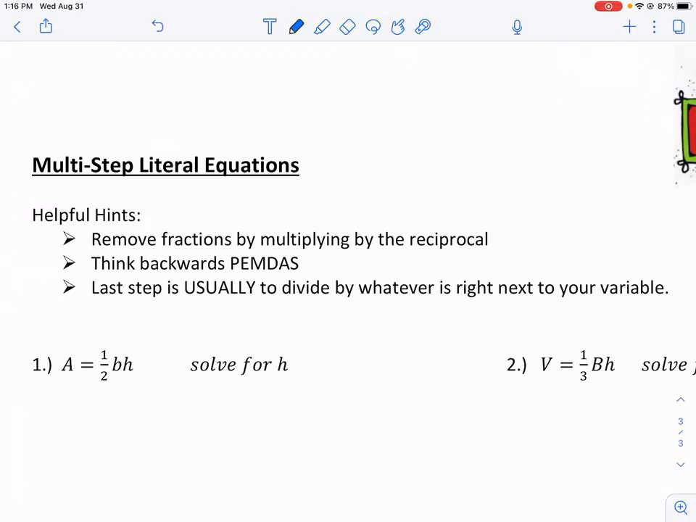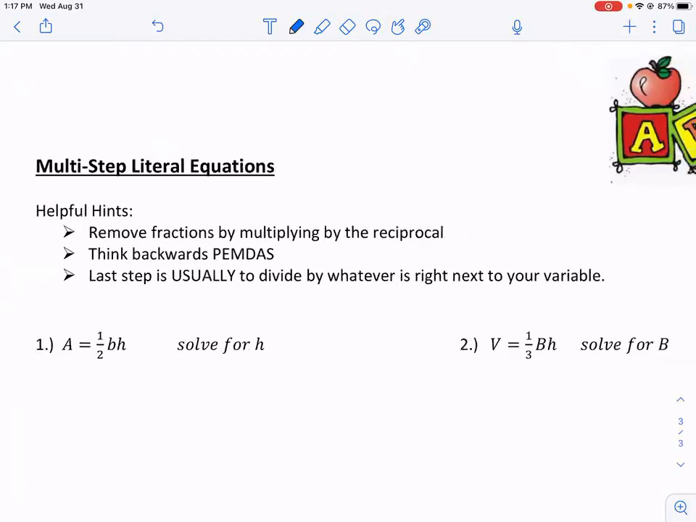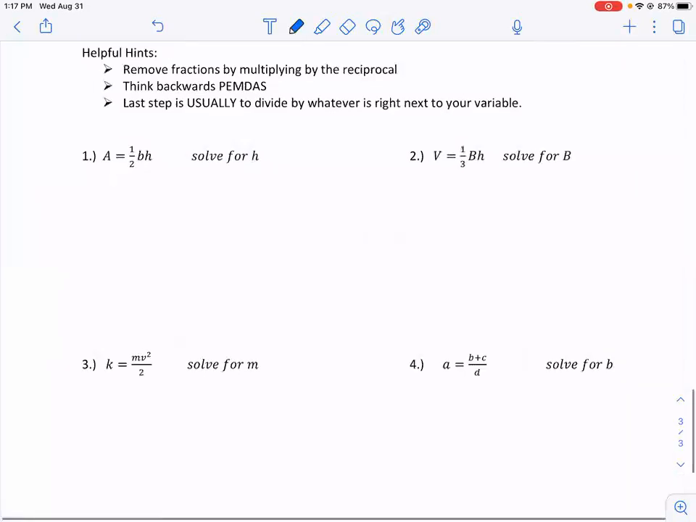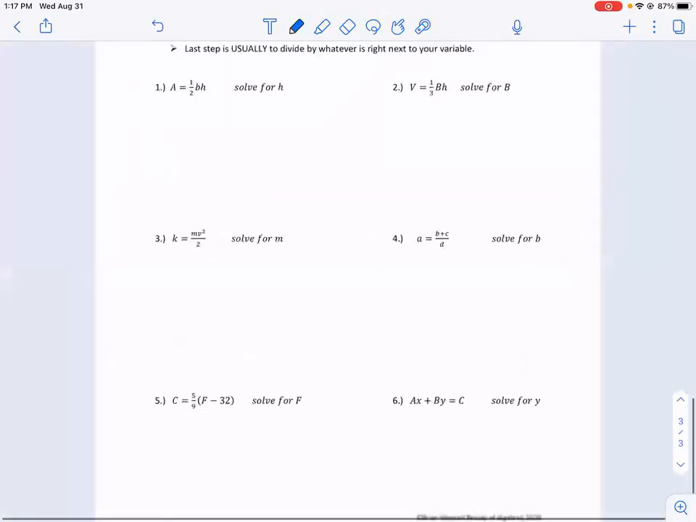Okay. Now, here are kind of some hints for you. Okay. Remove fractions by multiplying by the reciprocal. Work backwards from PEMDAS. The last step is probably going to be to divide by a coefficient. Maybe. Okay. What do you notice about these 6 equations here?